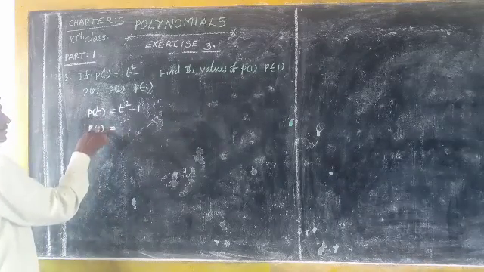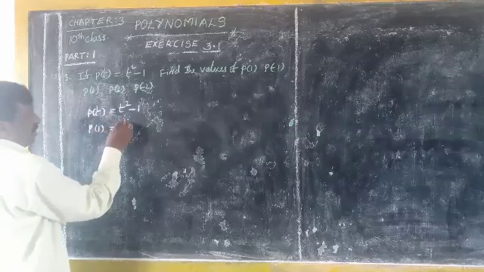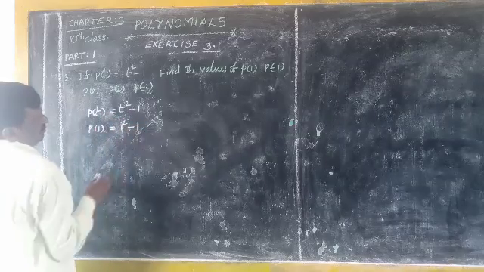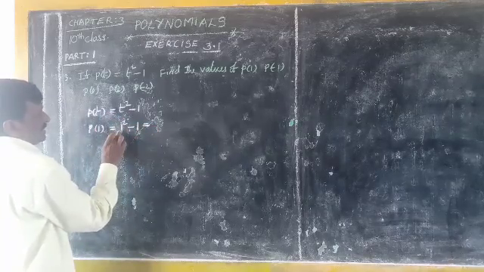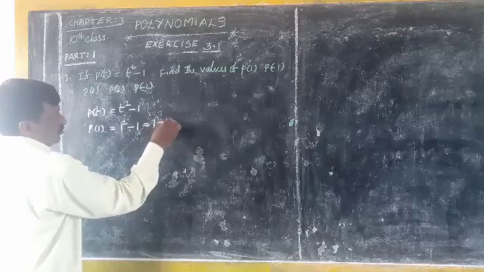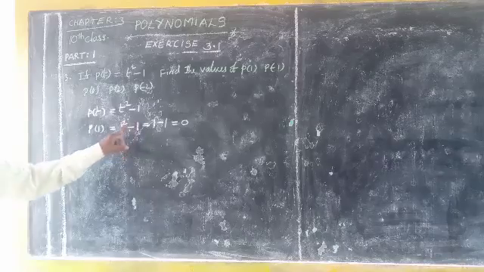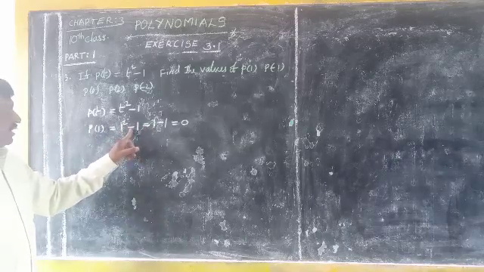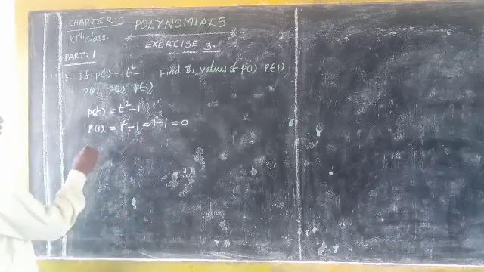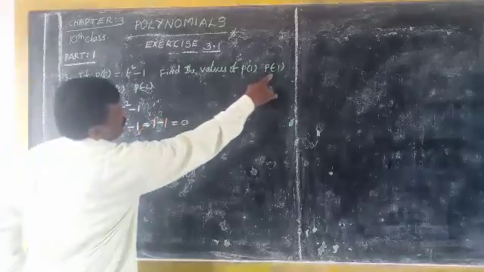Here we have to put 1 in place of t. 1 square minus 1. 1 square means 1, so 1 minus 1 is equal to 0. So p of 1 is 0.